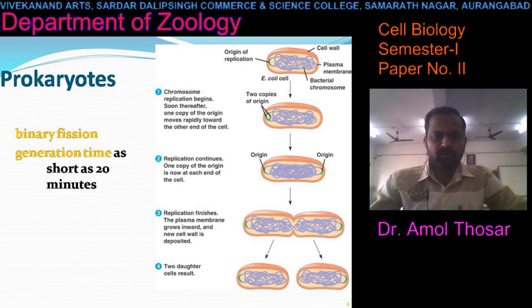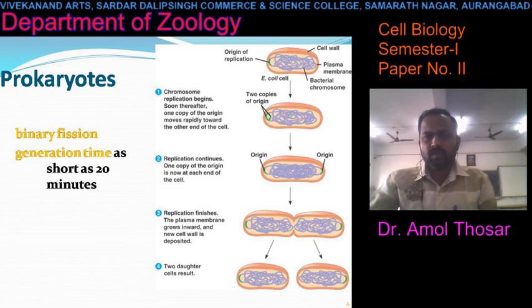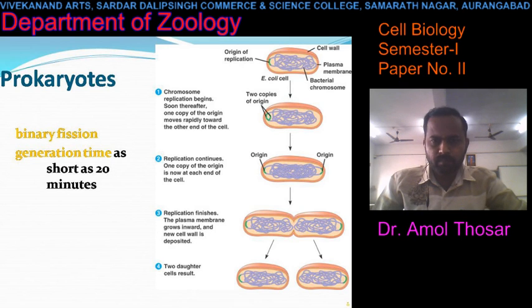This diagram shows prokaryotic binary fission, with a generation time as short as 20 minutes. It means that in binary fission, division takes place in 20 minutes. Here E. coli divides into two daughter E. coli. The chromosome replication begins.